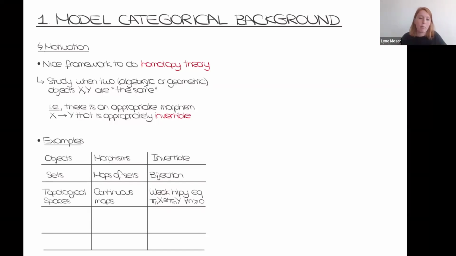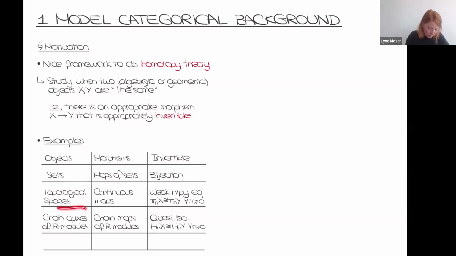But the other one came from algebra and is that of chain complexes of R-modules. If you start with two chain complexes of R-modules, then you have a good notion of maps between them, which is chain maps. And then you can ask yourself, when are two chain complexes quasi-isomorphic? Namely, when do they have the same homology? So when are their homology groups isomorphic? The idea was that model categories unify these two types of frameworks, homotopy theory and homological algebra, into one framework, and we can study this more abstractly in the context of model categories.